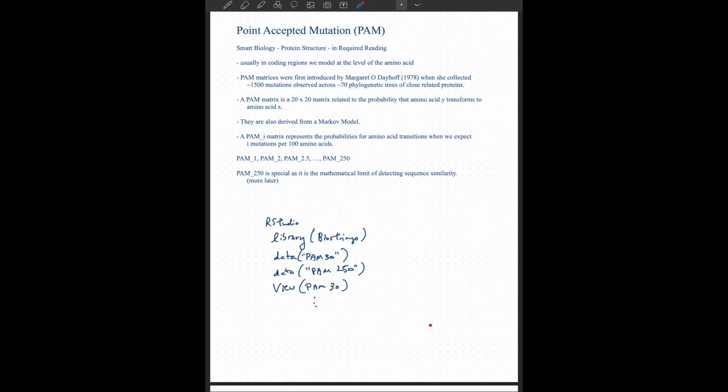Yeah, point accepted mutations, PAM. So PAM matrices were actually built by a woman named Margaret Dayhoff back in 1978. She's pretty famous, actually. She's pretty visionary. And she collected about 1,500 mutations at the time.